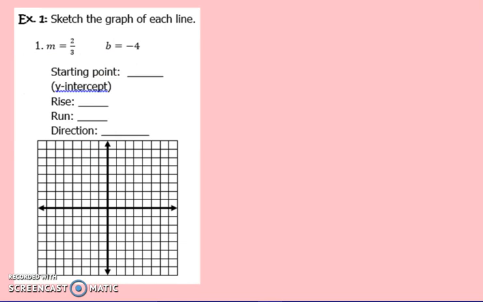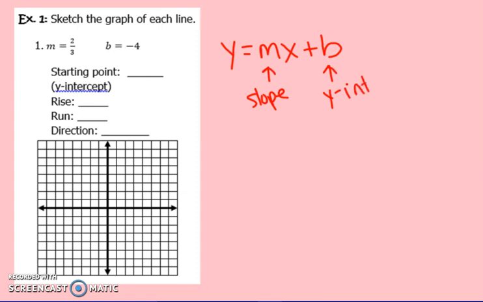If we look at our first example, it gives us m is equal to 2/3 and b equals -4. Well, if I talk about slope-intercept form, I have y equals mx plus b, where m is my slope and b is my y-intercept. So, my starting point, I want to start with my y-intercept. To write it as a coordinate, it is going to be 0, -4. So I'm going to go to my graph and count 1, 2, 3, 4. And I'm going to put my first point at 0, -4.